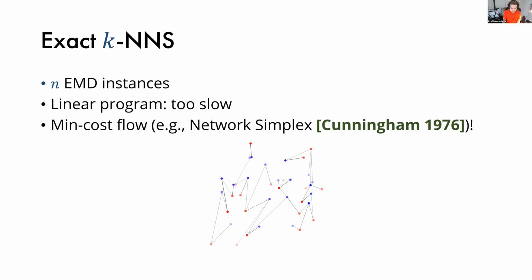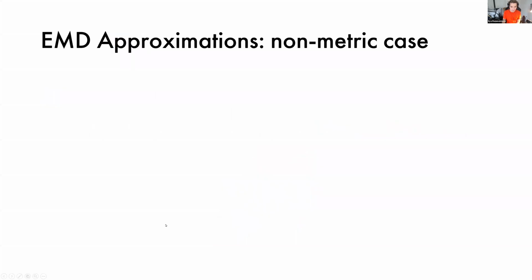And basically, approximations are divided into two groups. The first group is, I would call it, the non-metric case, where the cost matrix between red and blue points can be anything. It doesn't have to come from a metric, let alone a nice metric. It can be literally any matrix. Maybe sometimes we require that it's non-negative, but that's pretty much it.